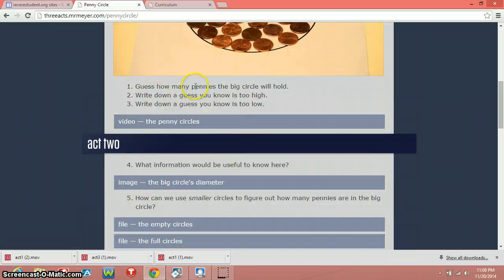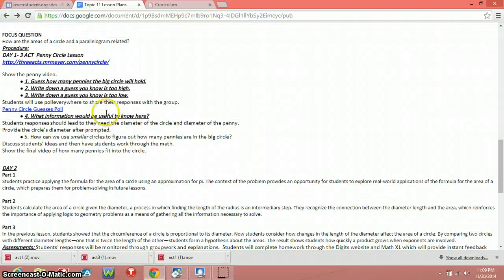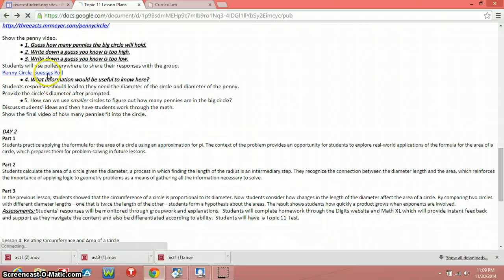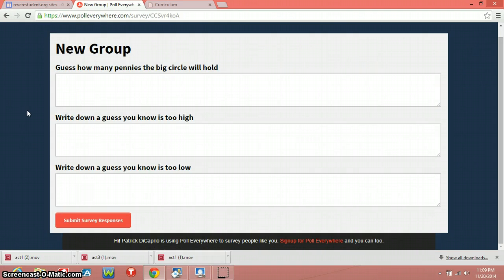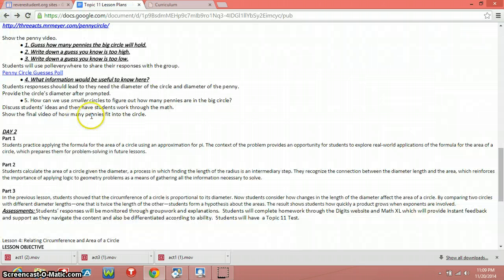We'll be asking students, how many pennies does the circle hold? A guess you think is too high, and a guess you think is too low. They will be responding to those guesses using Poll Everywhere and their technology, their handheld device, or the Chromebooks within the classroom. That'll be collected and also great for discussion there.